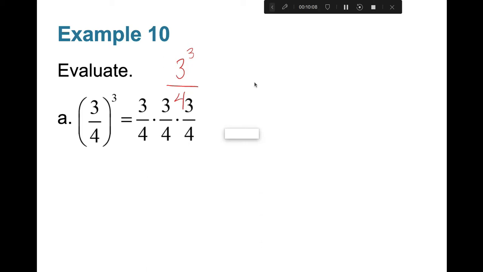Sorry, I did not keep up with my last problem on my answer key, so I have to fill that in real quick.